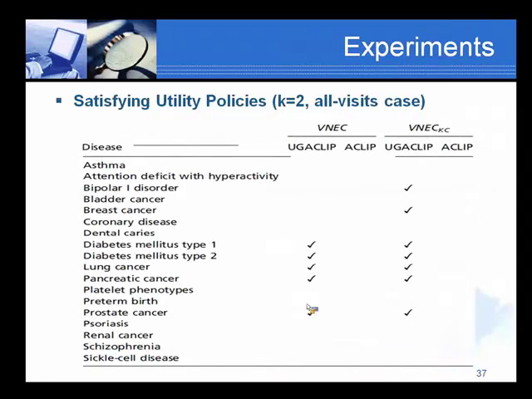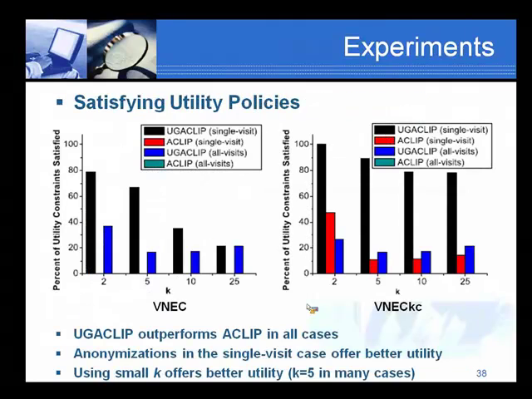Again, when we consider the all visits case, we have found that our algorithm outperforms the A-Clip algorithm. So a more thorough test includes changing the K value, for example, and the results are shown here. As you can see, the Yuga-Clip outperforms the A-Clip in all cases. For example, when K equals 2, Yuga-Clip retained information related to almost 80% of the diseases, while A-Clip only about 35.